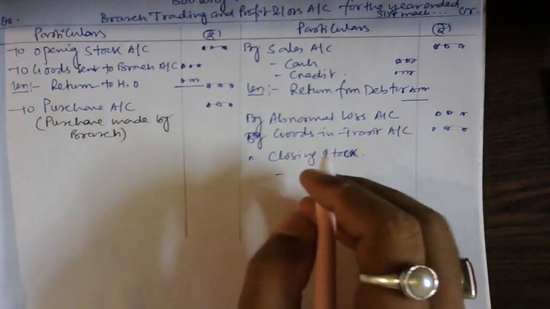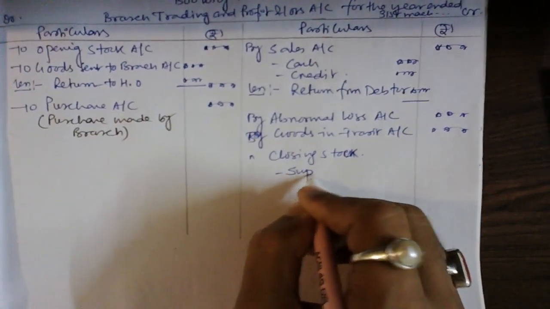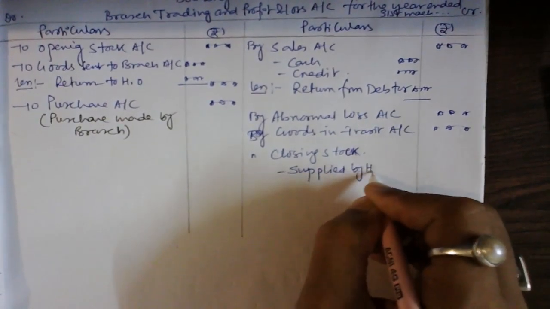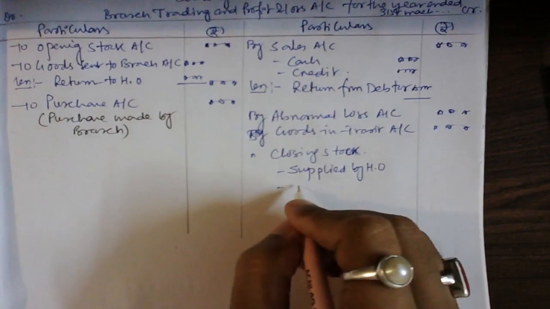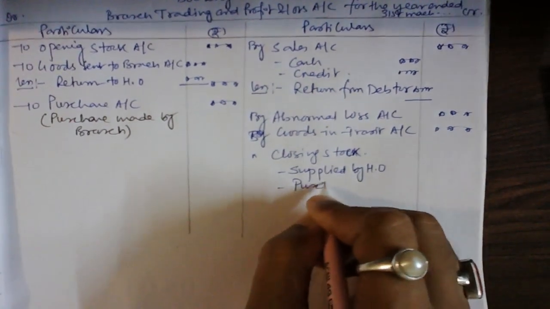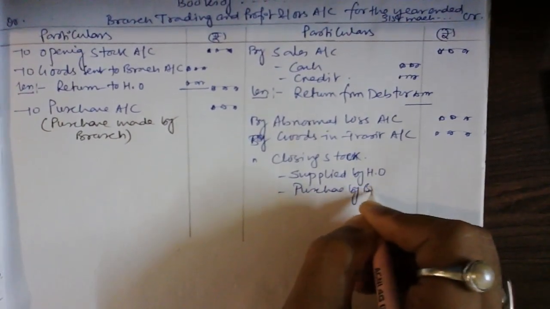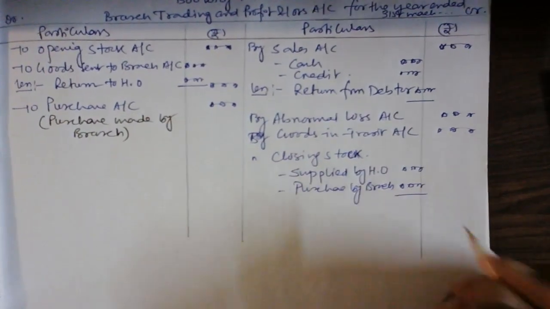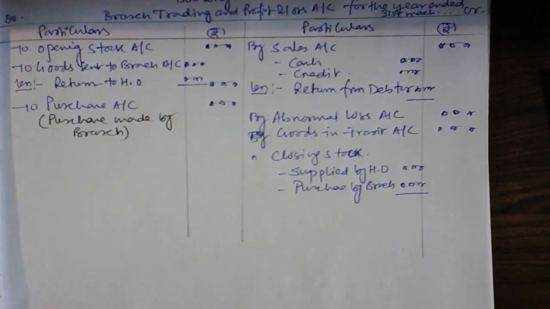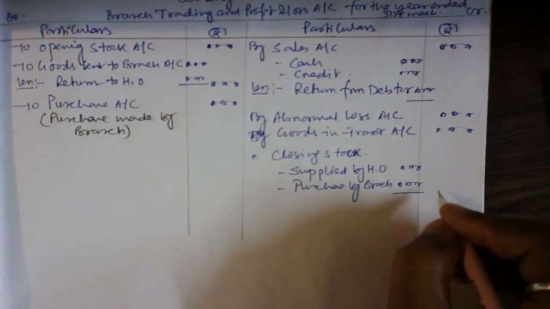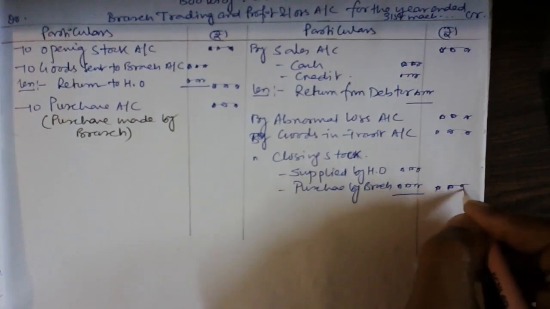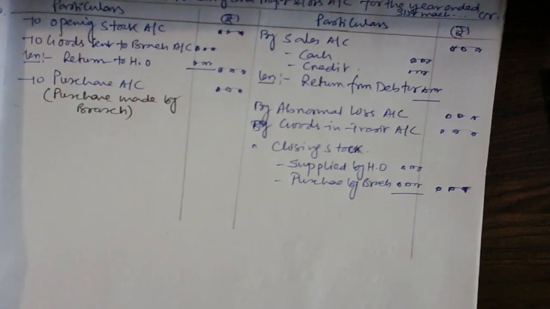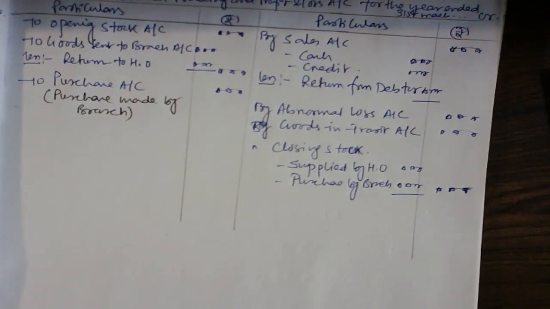You may have some closing stock which is related to the supplied by HO. You may have some closing stock which is related to the direct purchase, it means purchase by branch. Just try to understand. You may have some closing stock related to what is supplied by the HO, and some related to what you purchased directly. Perfect. So these are all the information related to this. That is what we have done.